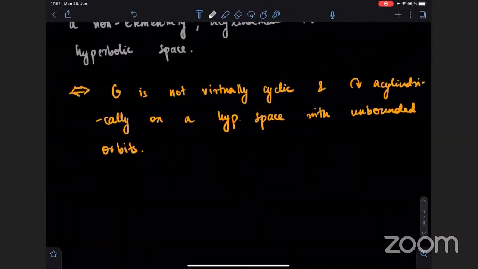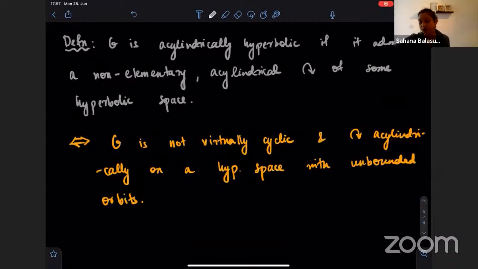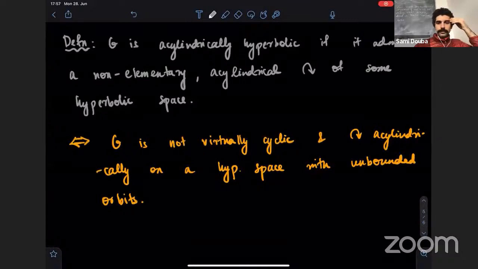Okay. So acylindrical hyperbolicity automatically implies the existence of a non-abelian free subgroup? Absolutely. And not just one, in fact, plenty of them. Yes. Okay.